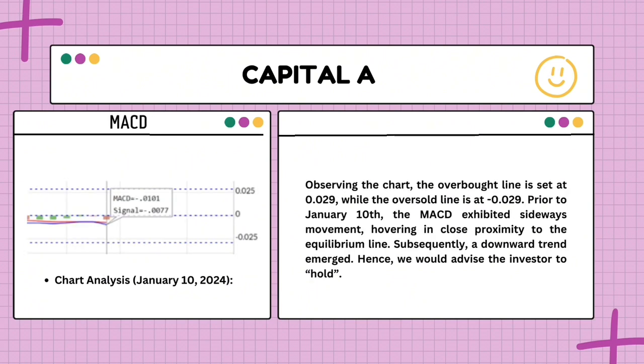MACD. Observing the chart, the overbought line is set at 0.029, while the oversold line is at negative 0.029. Prior to January 10th, the MACD exhibited sideways movement, hovering in close proximity to the equilibrium line. Subsequently, a downward trend emerged. Hence, we would advise the investor to hold.